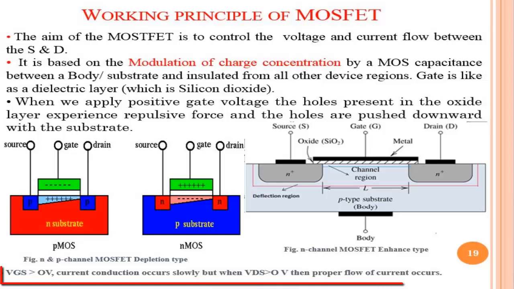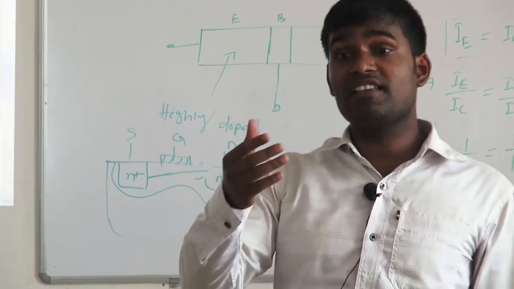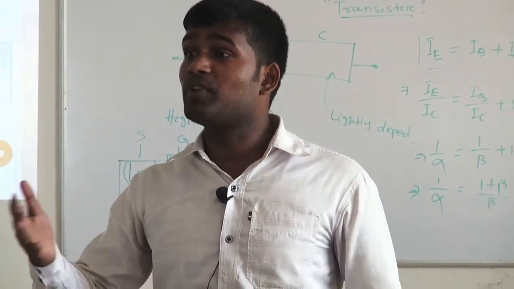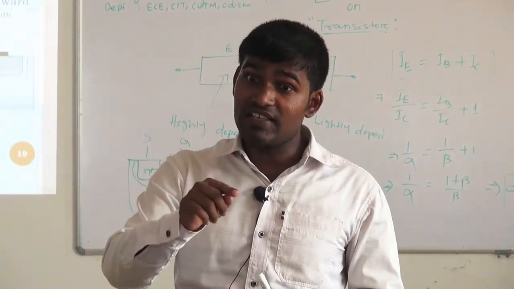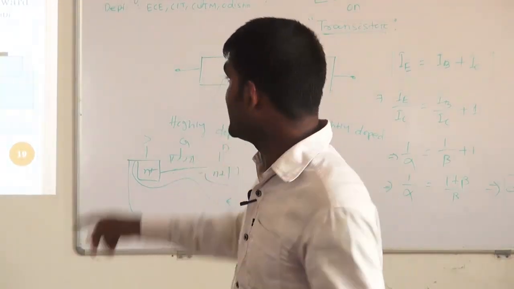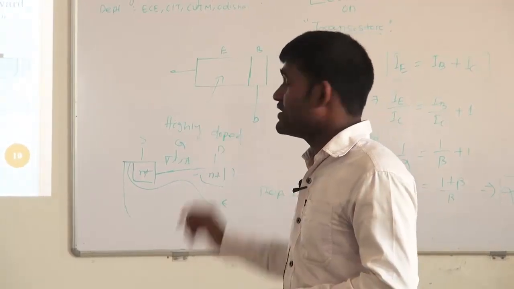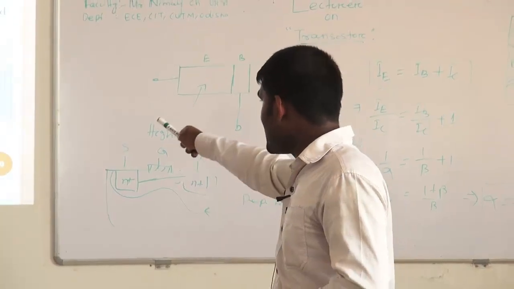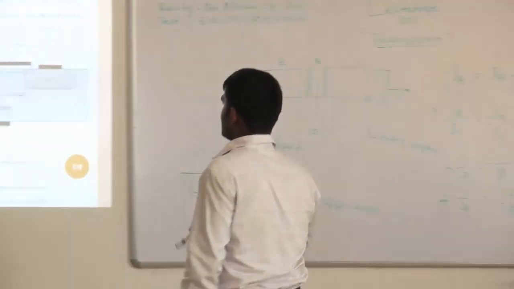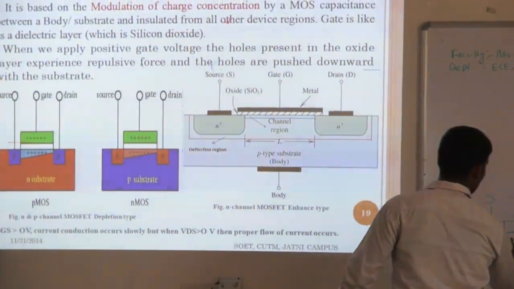So in below, VGS is 0 volt, current conduction occurs slowly, but when VDS is 0, if you increase VGS value more and more, depletion region only increases, no current conduction occurs. So you have to increase VDS value, source to drain value. After increase of source to drain value, a proper current flow occurs through the circuit. And this is the length of channel L, this is the channel region.